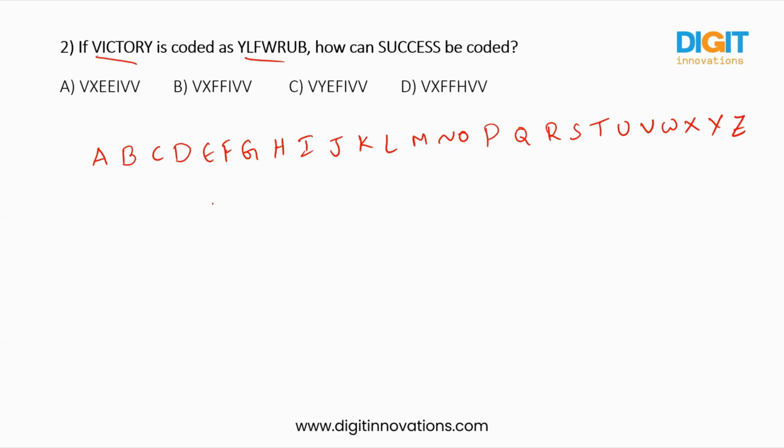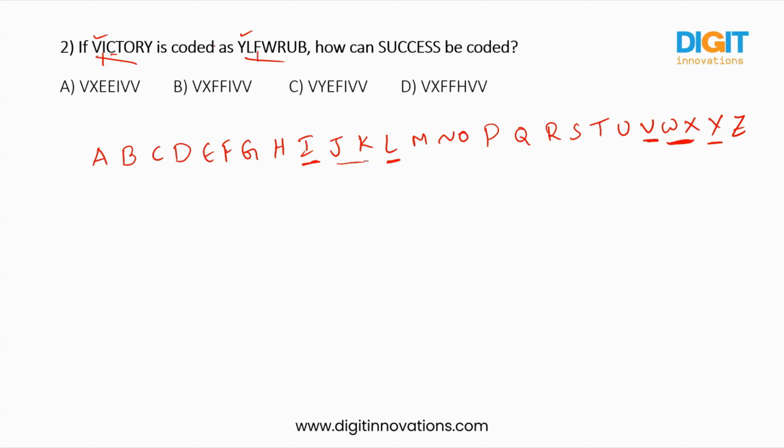So let us start with the starting letters. V is coded as Y. So V is here and it was coded as Y. The pattern we can see here is that there are two letters in between V and Y. Let us see if that is the pattern which follows or not. Next one, I is coded as L. So the same pattern is followed here. Two letters are between I and L.